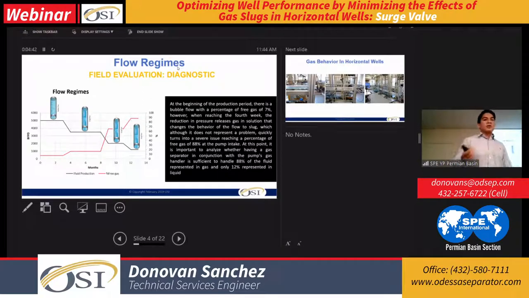And this is where you really start to see the issue. In the beginning, 20% free gas is a lot easier for the pump to handle. But when you start getting down to the longer run life of the well, when you start seeing 10 months, 12 months, you might start seeing 80% free gas in the well, 85%, 88%. And that's when you can really start to burn out that ESP or start to gas lock those rod pumps.